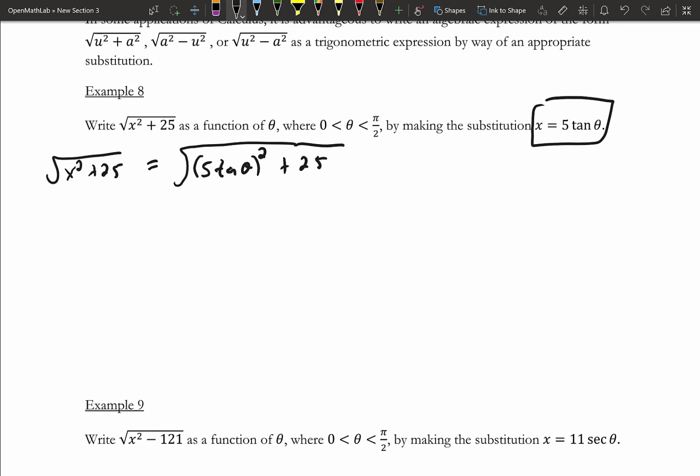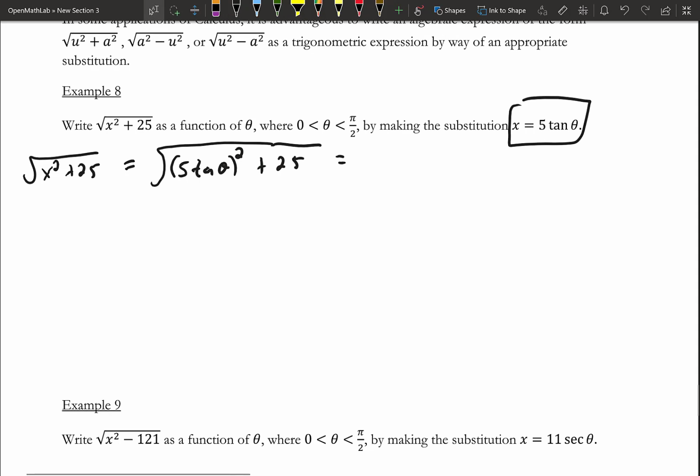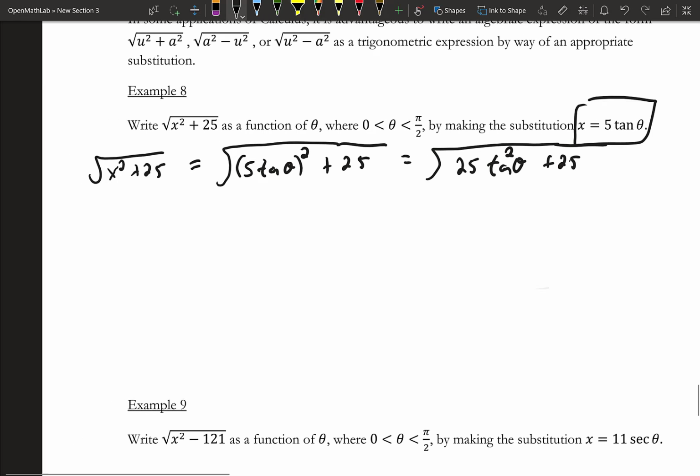Right? So here, this would end up being the square root of 25 tan squared theta, since we take 5 tan theta times 5 tan theta, which gives me 25 tan squared theta. And then we have plus 25 still. So what I can do now is factor out a 25 from this. So we get tan squared theta plus 1.